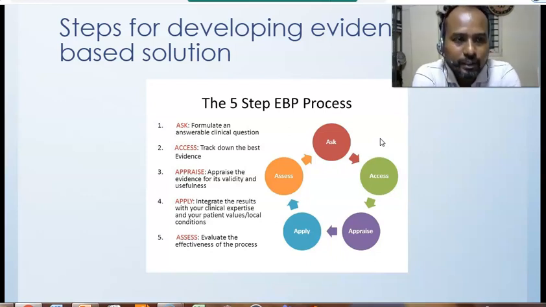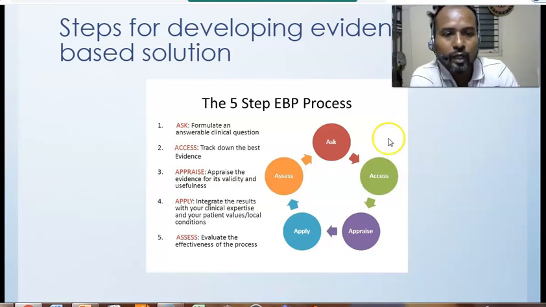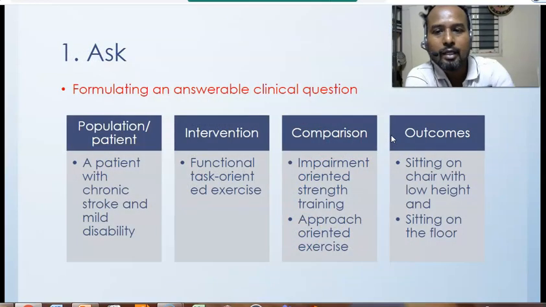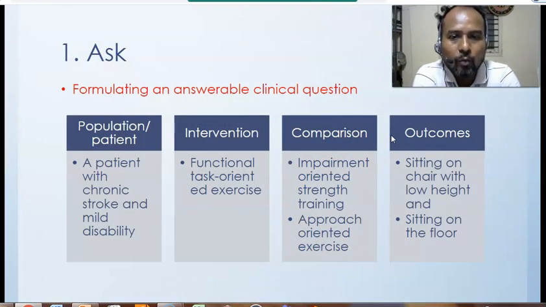So in the 5-step process that is suggested in evidence-based practice, the first step is ask, second is access, third is appraise, fourth is apply, and fifth is assess. Now the first step, that is ask, means we need to formulate an answerable clinical question.